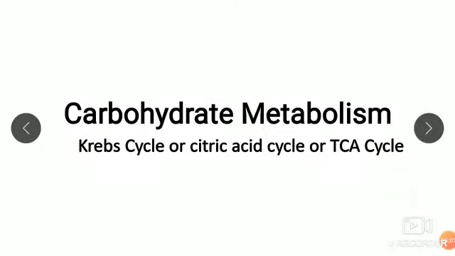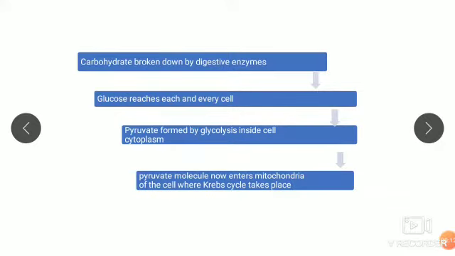Hello children, this video is meant for BSc Part 3 Geology Honours and the topic covered is carbohydrate metabolism. Carbohydrate is a nutrient which is finally broken down into glucose by the enzymatic action inside our body. Now this glucose molecule is transported to each and every cell of our body via blood. Inside the cell, the glucose molecule is oxidized completely to form carbon dioxide and water, releasing a large amount of energy in this process, which is stored in the form of ATP.